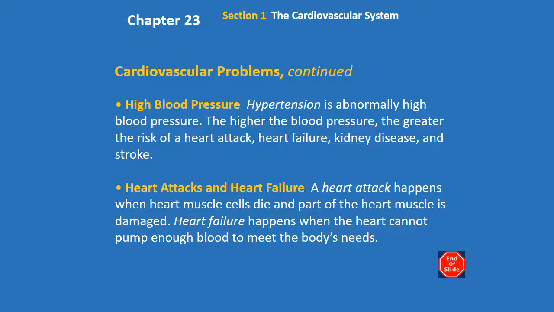Heart attacks and heart failure. A heart attack happens when the heart muscle cells die and part of the heart muscle is damaged. I can't go backwards. But on your heart, you have tiny little blood vessels, and those can get clogged, and that could kill cells in your heart, and then your heart doesn't pump, and it stops. So that'd be a heart attack. Heart failure would happen when the heart can't pump enough blood to meet the body's needs. There's a lot of things involved with the heart and heart disease. And if Madison and Jace's poster was accurate, they said 31% of deaths are caused by heart disease.